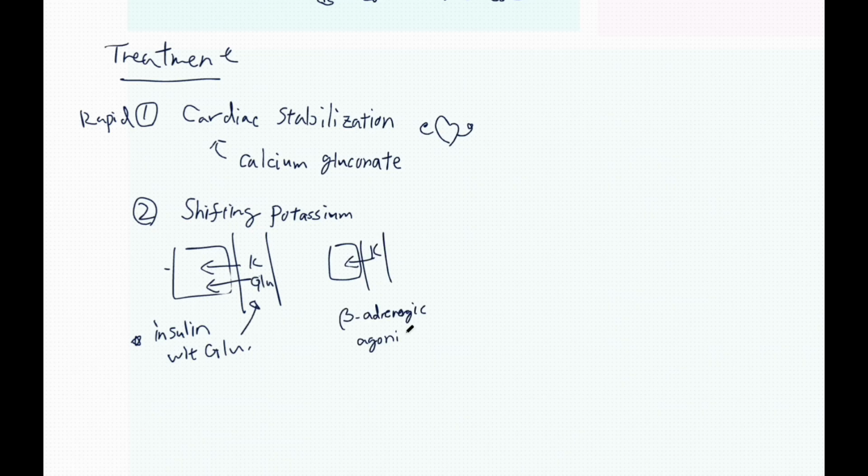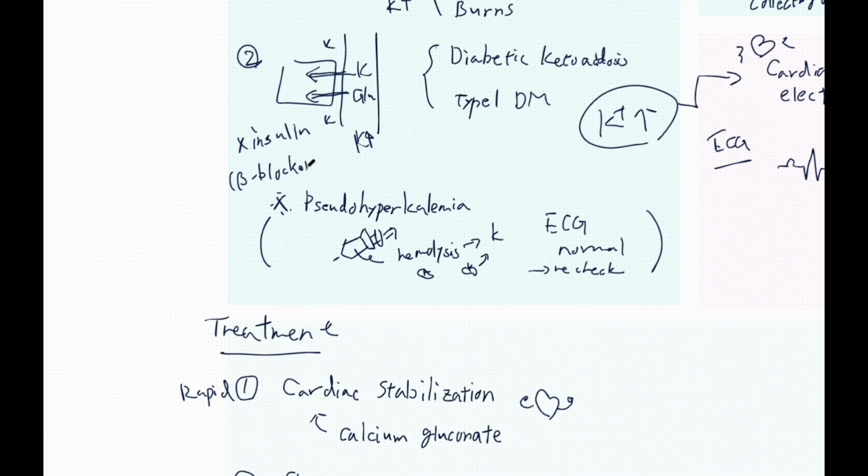In addition, beta-adrenergic agonists can also promote intracellular potassium shift by stimulating cellular uptake. These agents can be helpful as adjunctive therapy, although they are not always sufficient alone. In contrast, beta blockers may impair this potassium shift and can worsen hyperkalemia, so medication history should always be reviewed carefully.